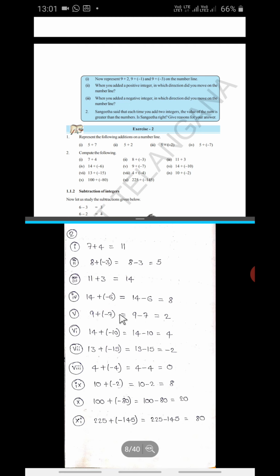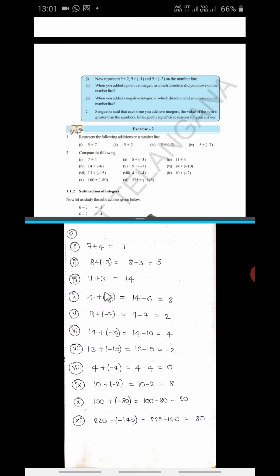Second bit is compute the following. Here we just need to simplify the given questions. No need to draw these number lines. Just we need to compute the following. Yes, 7 plus 4 is equal to 11. Next, 8 plus of minus 3. 8 plus of minus 3 means what? 8 minus 3. 8 minus 3 equal to 5.